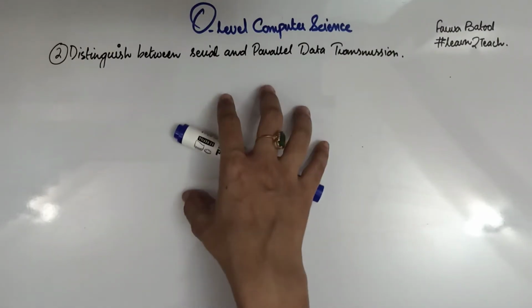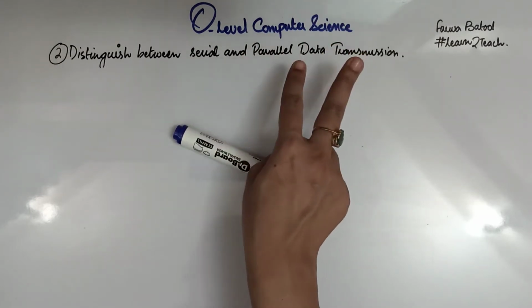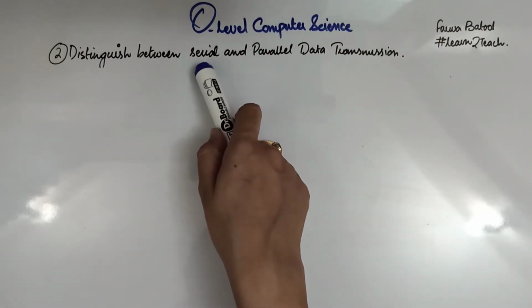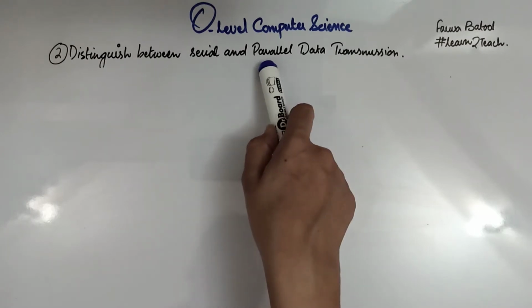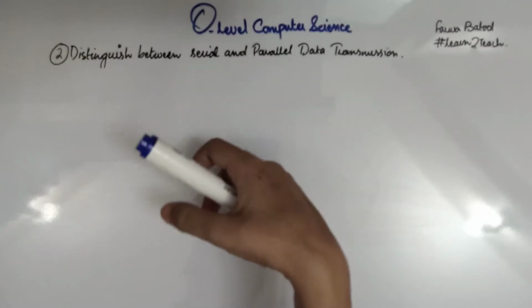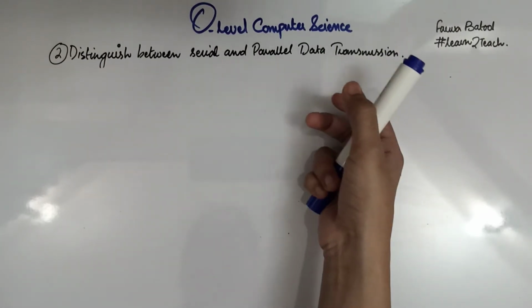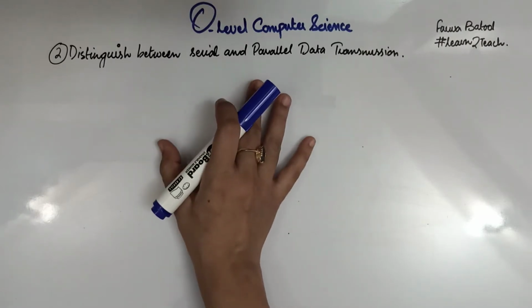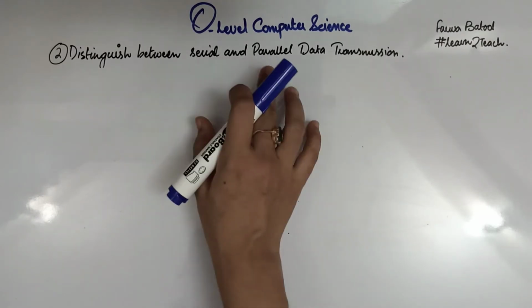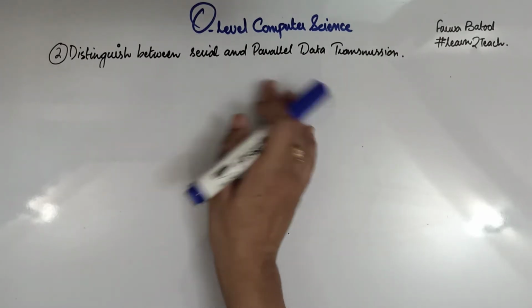So if we talk about the ways of data transmission, then we have two different kinds of ways. The very first is the serial one and the second is the parallel data transmission. We can choose out of them according to the system that we are proposing or according to our requirements, right? So let's see what the difference is between serial and parallel data transmission. These are almost opposite to each other, right?